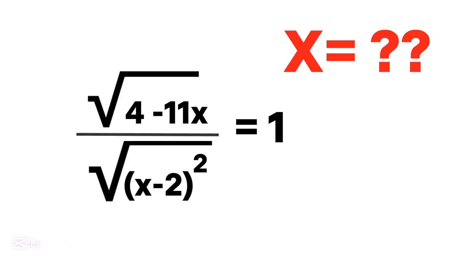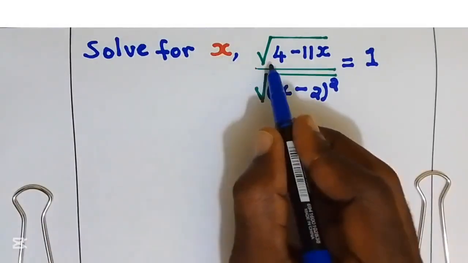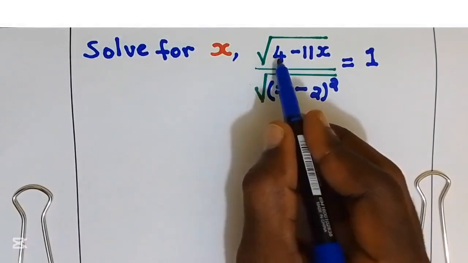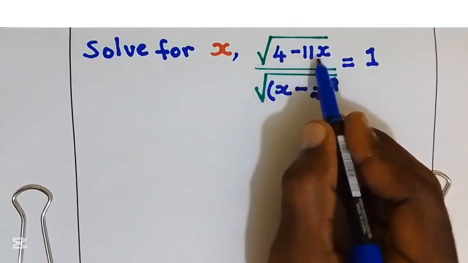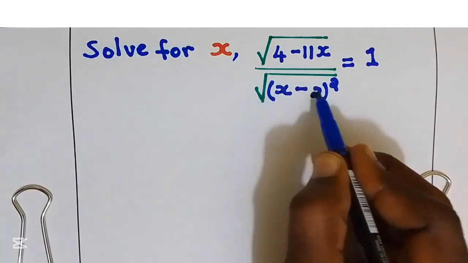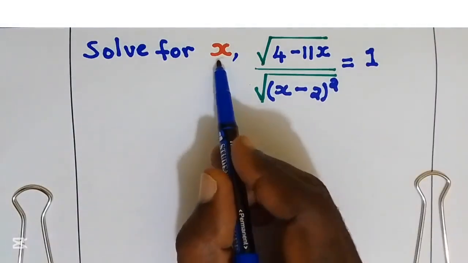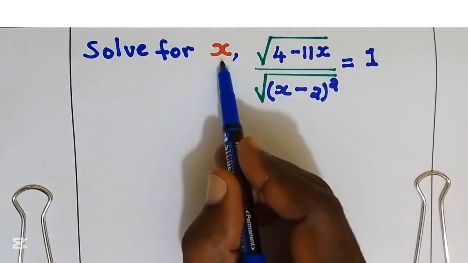We have a radical question we are going to solve. We need to solve for x, and we are given the square root of 4 minus 11x over the square root of (x minus 2) squared is equal to 1. After solving for x, we are going to test our solutions.